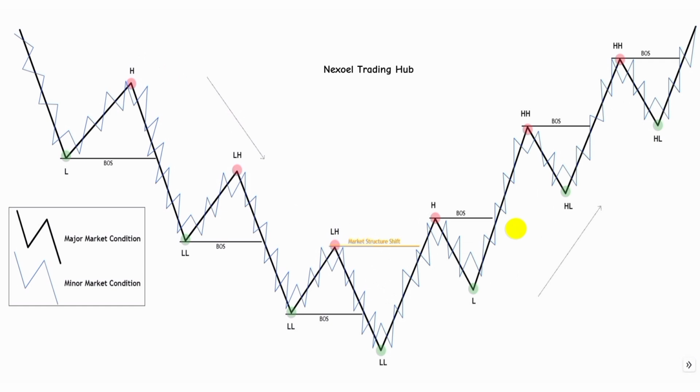Meaning what you see on the higher time frame also happens on the lower time frame, even more often. Because now you can see that in the higher time frame we have a bearish market condition, but in the lower time frame you can see we have bearish, bullish, bearish, bullish, bearish, bullish, bearish. So the markets, or price delivery, is actually fractal.